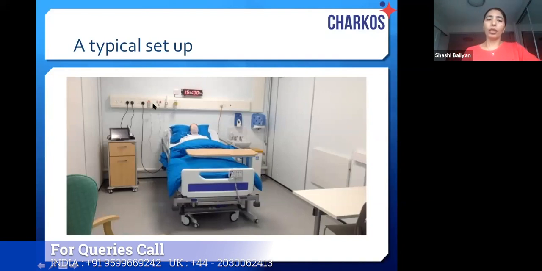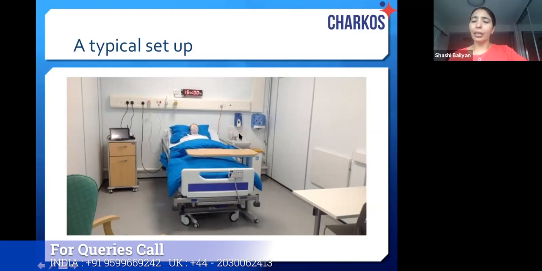There is a call bell. Most of the time you will need to tell the patient to use the call bell to call you. The beds are remote controlled, so you can lower or raise the bed with these controls. This is a hand wash, and these are the tissues where you can wipe or dry your hands.